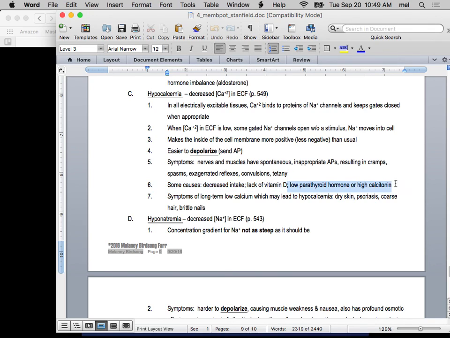I don't know if you learned this in anatomy, but I teach in anatomy. These two hormones are the two that regulate your blood plasma calcium levels, so if those are screwed up, you can have calcium problems. If you didn't learn them in anatomy, I'll teach them to you when we do the endocrine system. Symptoms of long-term low calcium that can lead to hypocalcemia: dry skin, psoriasis, coarse hair, brittle nails. But it's not particularly helpful because those are also just symptoms of living in Utah, right? Everything is dry. So those are some of the symptoms that can lead to hypocalcemia.